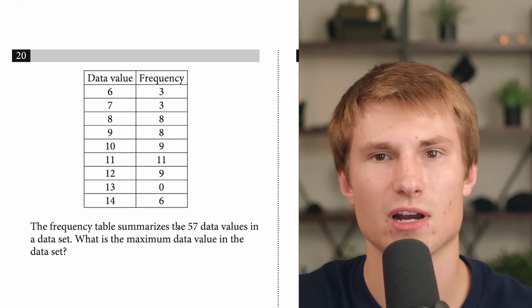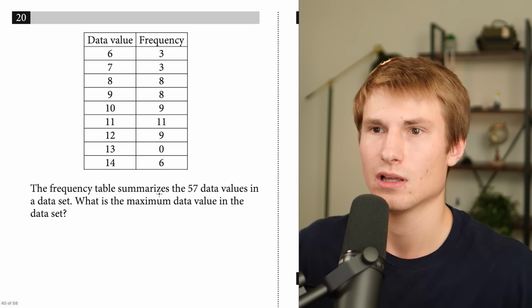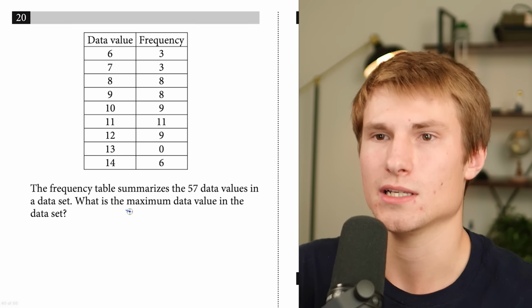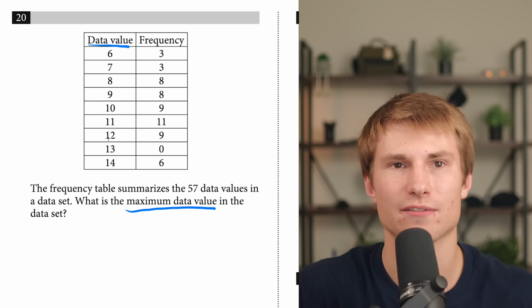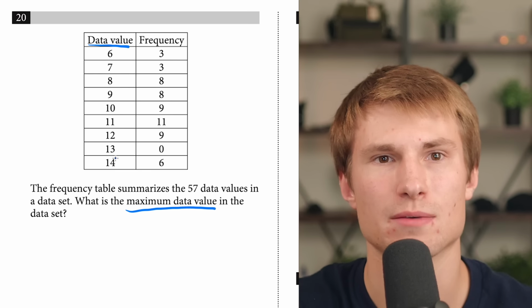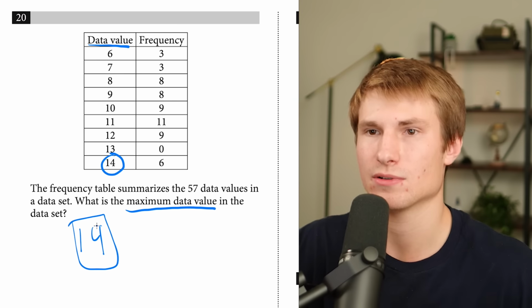A frequency table summarizes the 57 data values in the data set. What is the maximum data value in the data set? Okay, key thing here is maximum data value in the data set. As we see, our data values are listed in this left column. Okay, what is the maximum data value? We see it's 14. The mistake that some people would make here is they would see maximum data value.